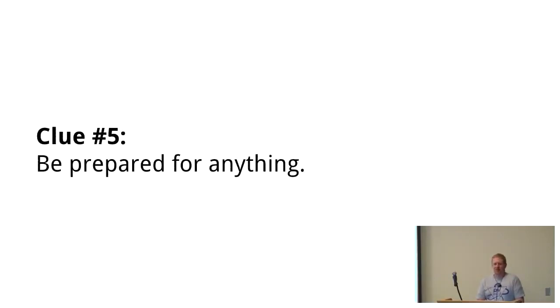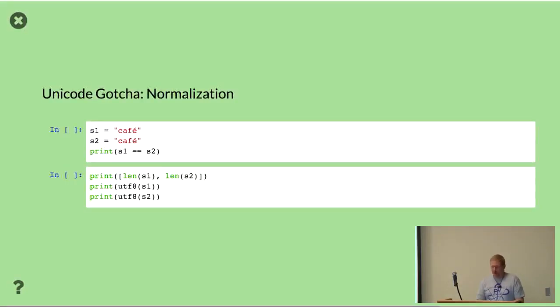So the 5th clue is be prepared for anything. You really never know what you're going to get with text that you get from somewhere.